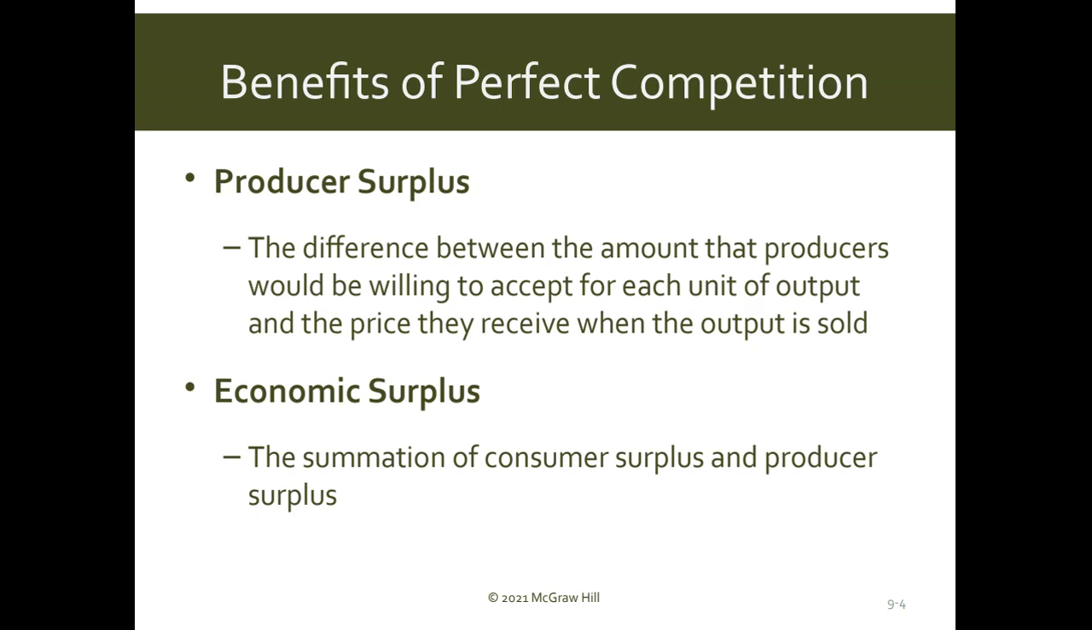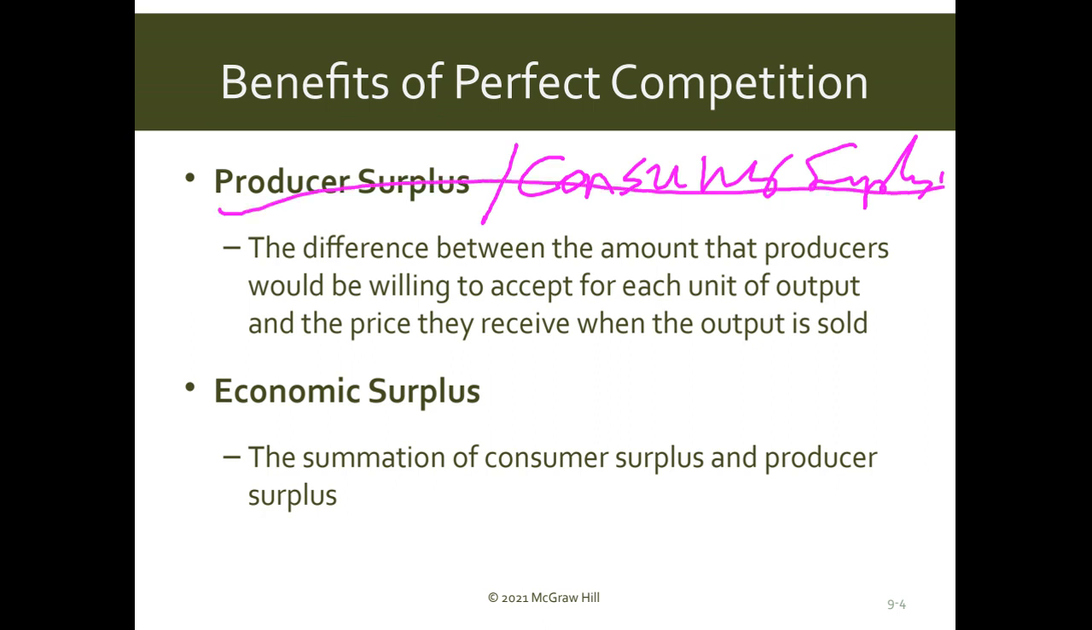Now we have two concepts. I've already discussed this in the previous chapters. So we have two basic concepts. One is producer surplus, and the other one is consumer surplus. If you add these two surpluses, you get economic surplus, which is written here. The summation of consumer surplus and producer surplus is total surplus. What is producer surplus? This is the definition. The difference between the amount that producers would be willing to accept for each unit of output and the price they receive when the output is actually sold.